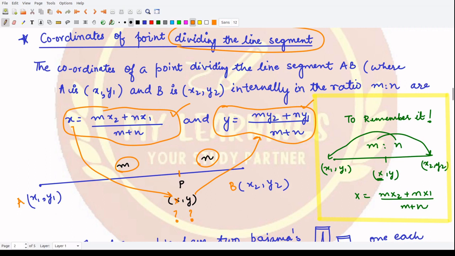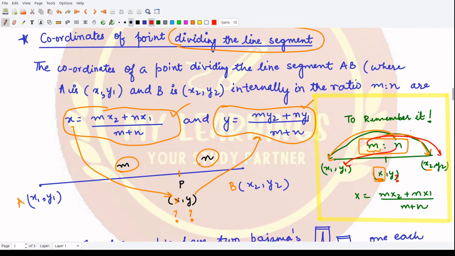It might look quite difficult at first to remember this formula, but you can learn it very easily. For the x coordinate, you have to multiply the opposite ratio with the opposite x coordinate. If m is here, you multiply it with x2, plus if n is here, you multiply it with the x coordinate here, because we are calculating for x, and then divide by the sum of the ratio, m plus n. Similarly, for the y coordinate, you multiply m with the y coordinate here plus n with the y coordinate here, and then divide by m plus n.